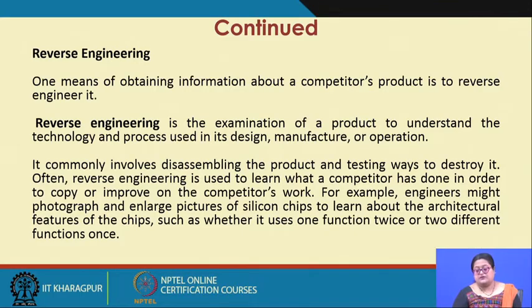Reverse engineering sometimes helps us to show what the competitor has done, in order to copy or improve on their competitors' work. For example, engineers might photograph and enlarge the picture of silicon chips to learn about the architectural features of the chips, such as whether it uses one function twice or two different functions once. Things like these.